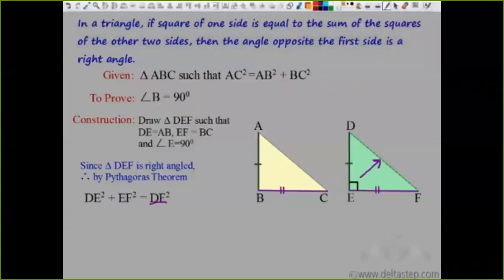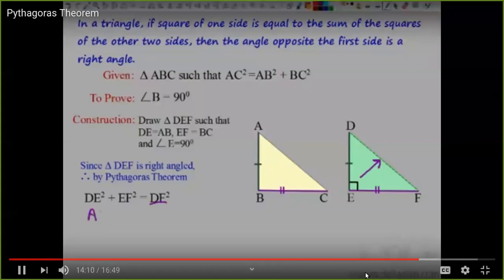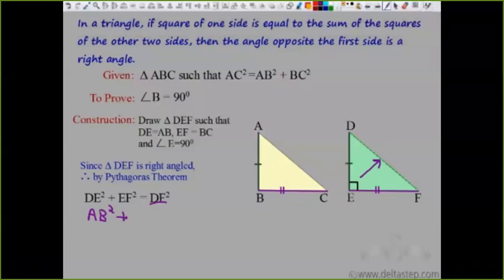Now I know this. Further, I know that DE is equal to AB. So rather than DE square, I can write AB square. Plus EF is equal to BC, so I can write BC square here. That comes out to be equal to DF square.